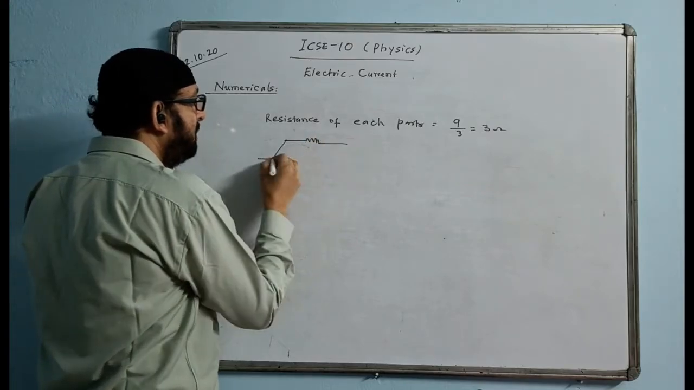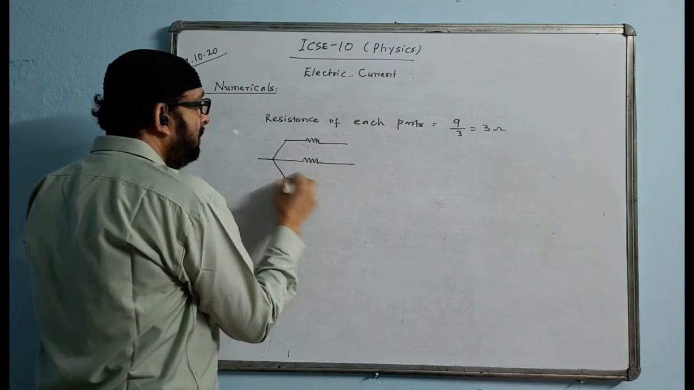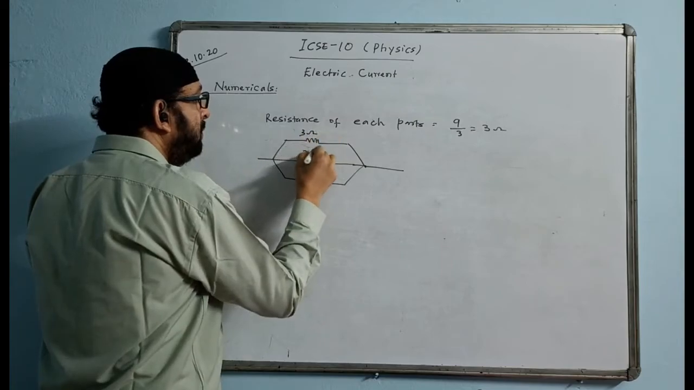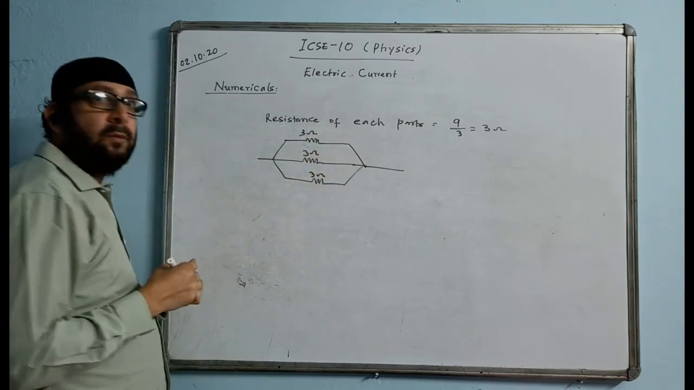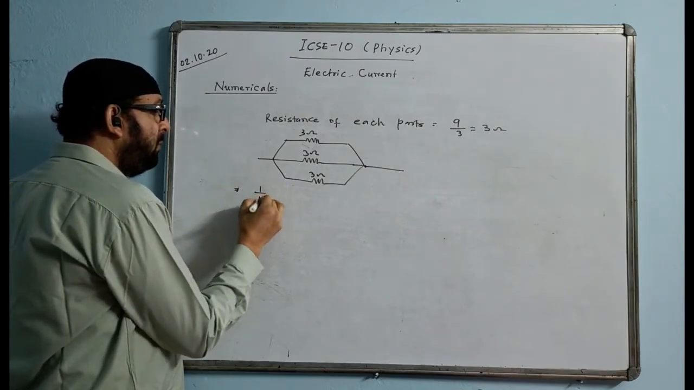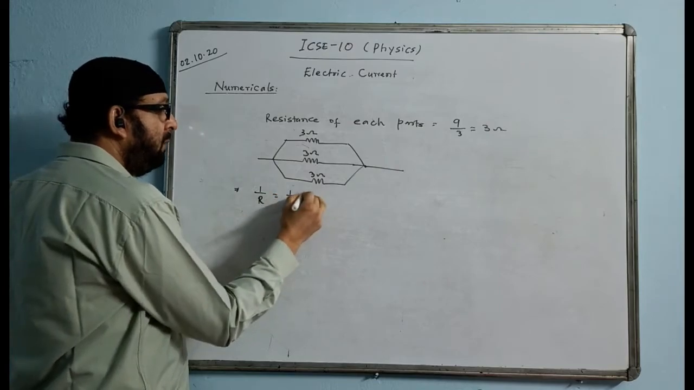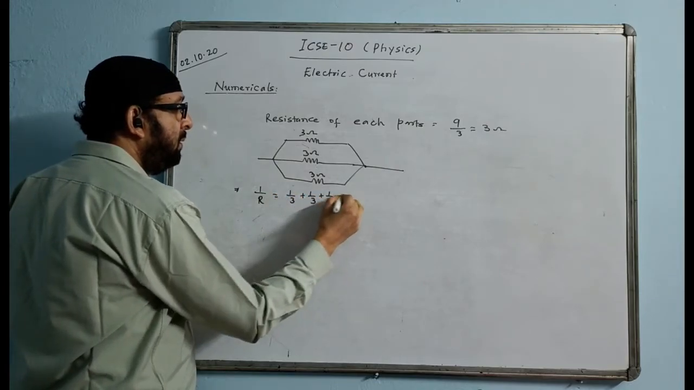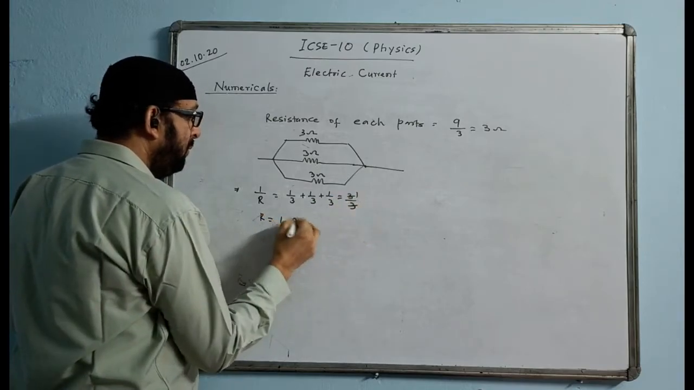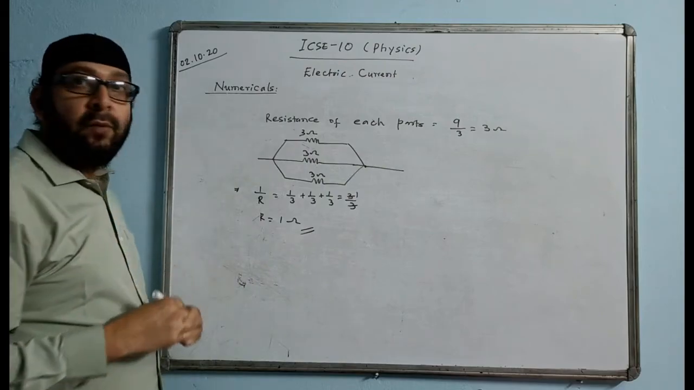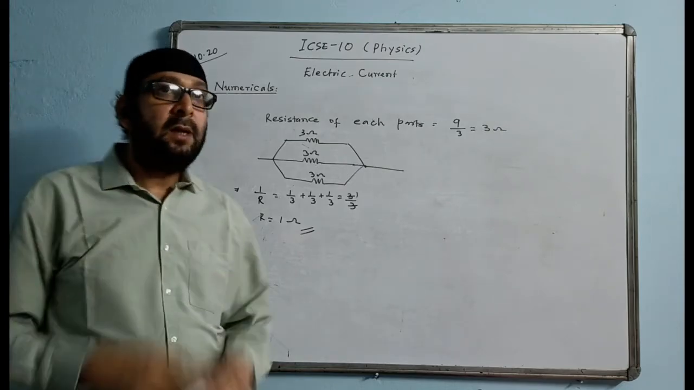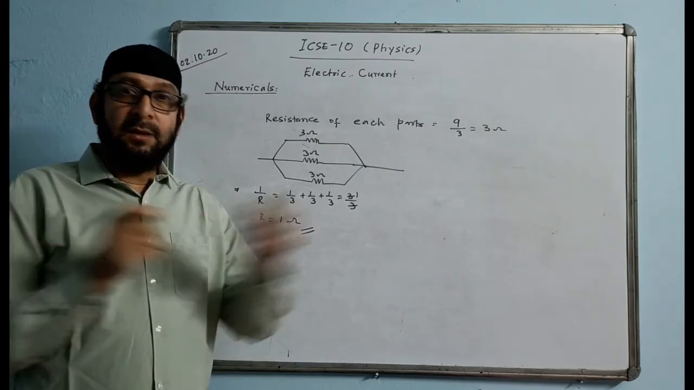Show the diagram first like this, like this, like this. 3 ohm. This is also 3 ohm. This is also 3 ohm. All are joined in parallel. Now use the formula, the parallel formula, 1 by R is 1 by 3 plus 1 by 3 plus 1 by 3. It's coming 3 by 3. Therefore, the value of R is coming 1. Total resistance will become 1 ohm. That is the answer.